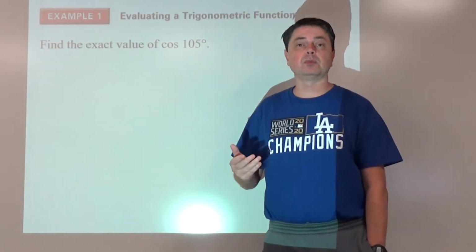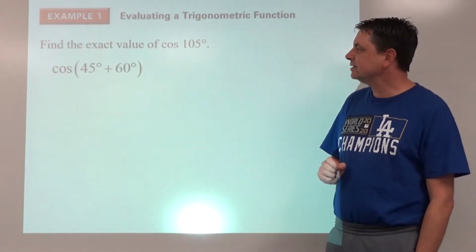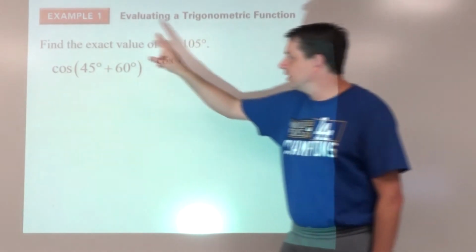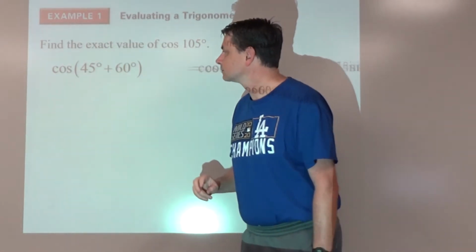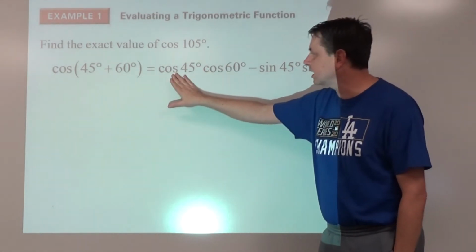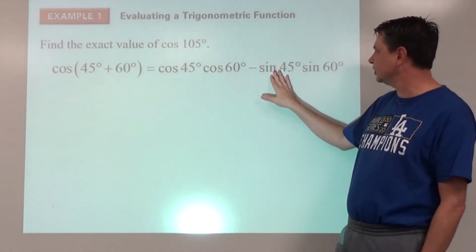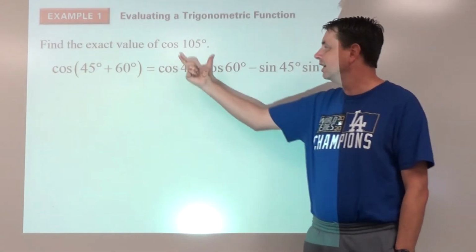Well, there's definitely multiple ways that we can do it. But probably the simplest way is that it's the sum of 45 degrees and 60 degrees. So this is our u, and this is our v. So cosine u times cosine v minus sine u times sine v. Now we start thinking in terms of unit circle.